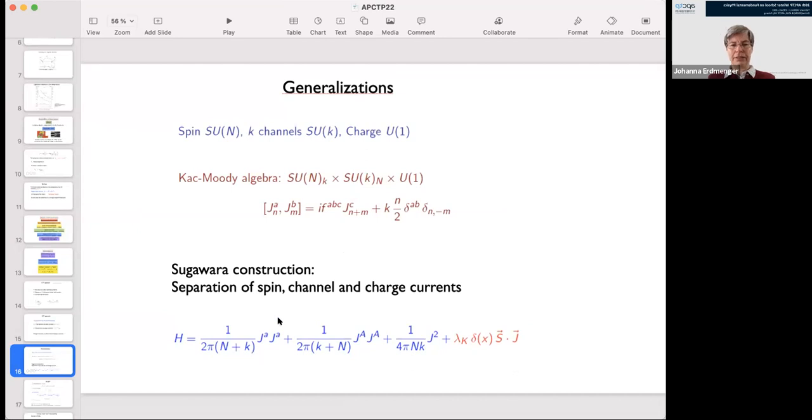I will give you more details on how exactly these J's are defined and what a Kac-Moody algebra is and so on. But at the moment, the only thing you need to know is this is a rewriting of the generalization of this Hamiltonian that I wrote at the very beginning. And we have this interaction term of the spin impurity interacting with the spin current that I have now written here.